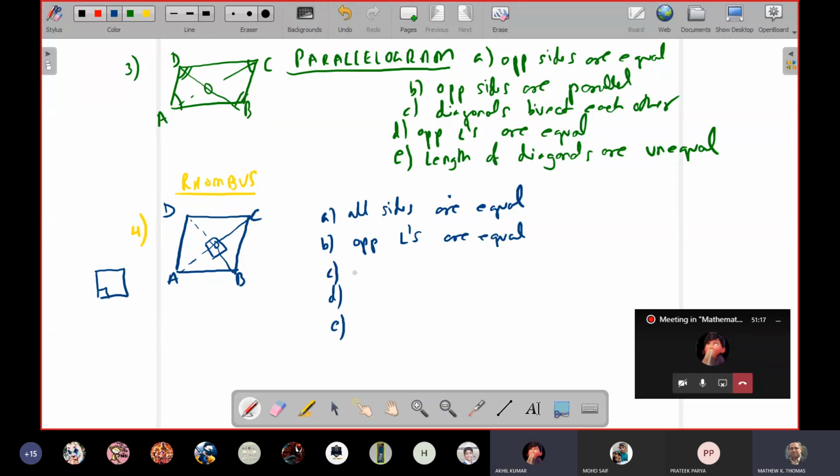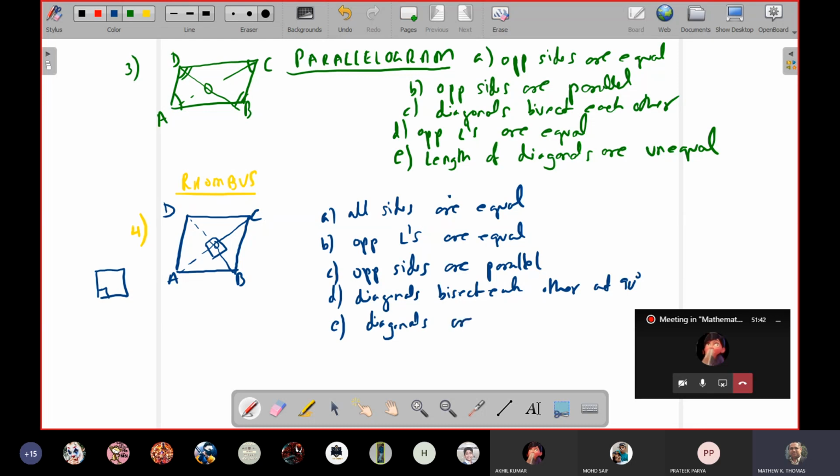Sir, adjacent angles are supplementary. Yeah, that is true for all parallelograms. So opposite sides are parallel. Diagonals bisect each other at 90 degrees. And the length of the diagonals, please remember, are not equal. Diagonals are unequal. So these are the four properties of a rhombus. So we have done square, rectangle, parallelogram, rhombus.